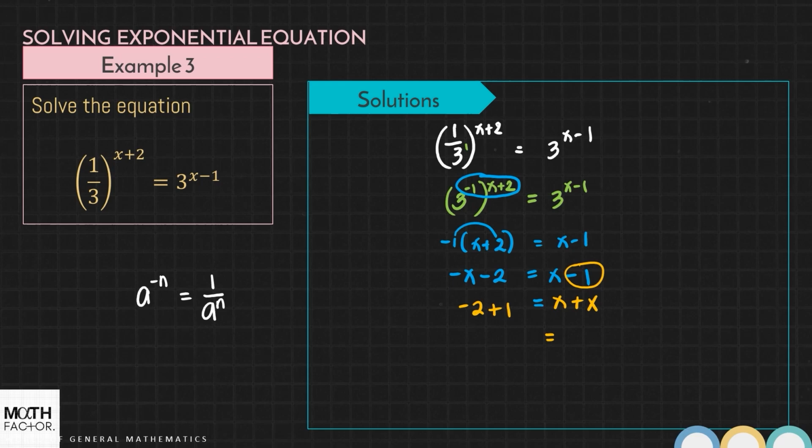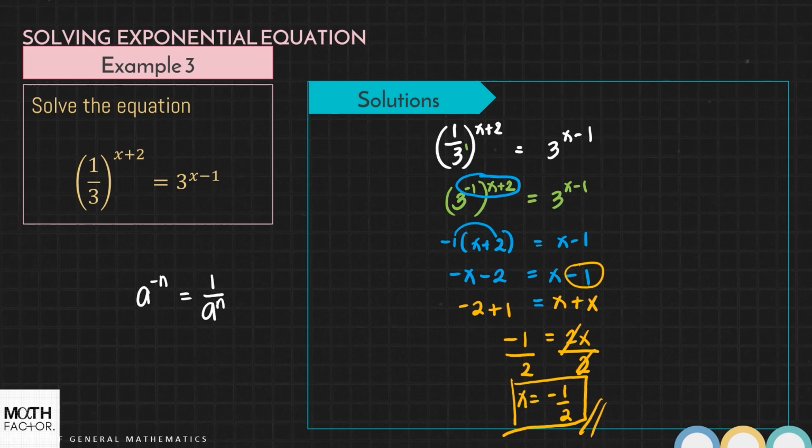x plus x is 2x. Negative 2 plus 1 is negative 1. Divide both sides by 2. We have here x is equal to negative 1 over 2. And there you have it.